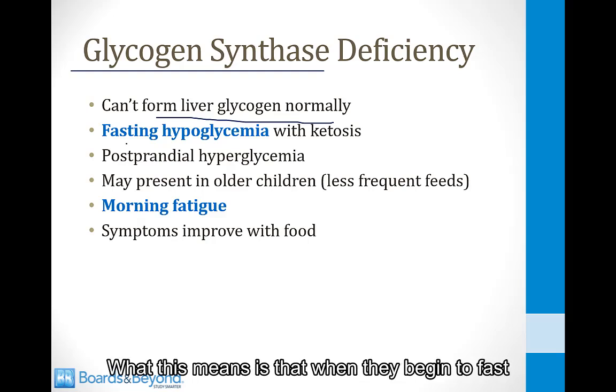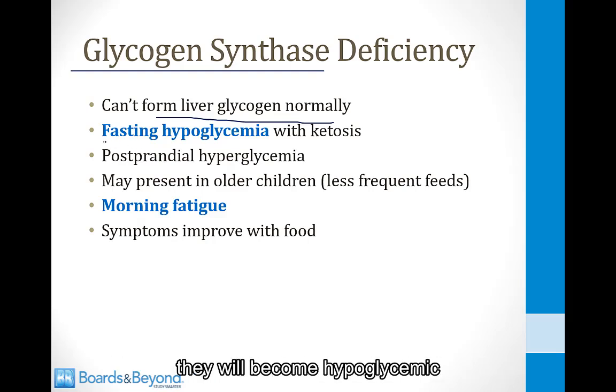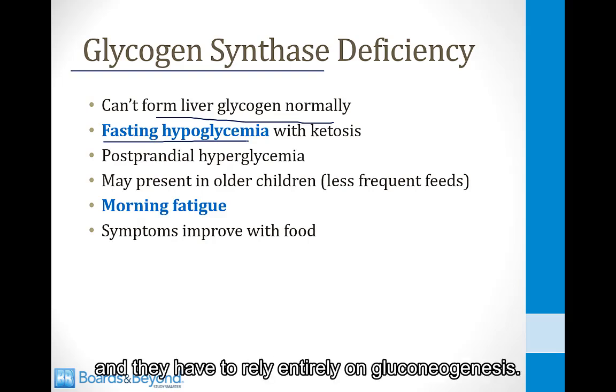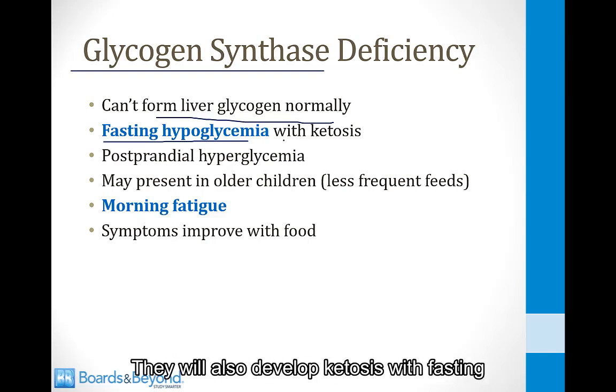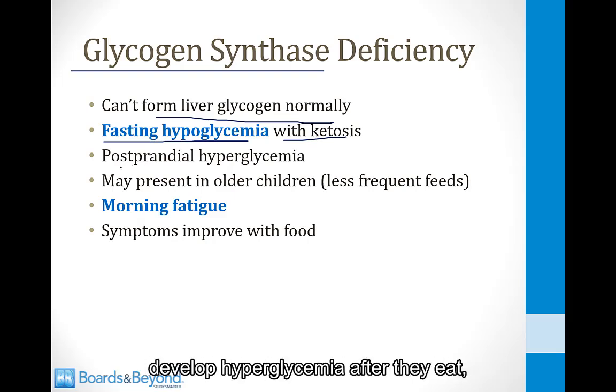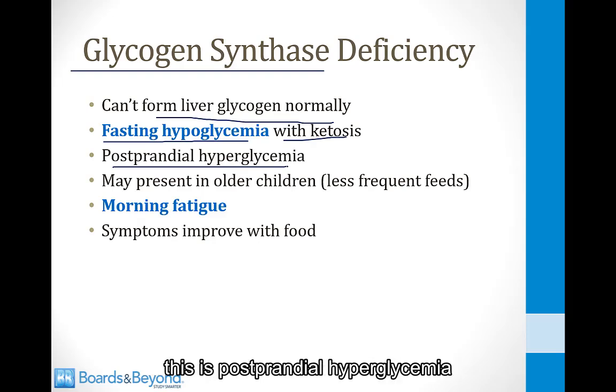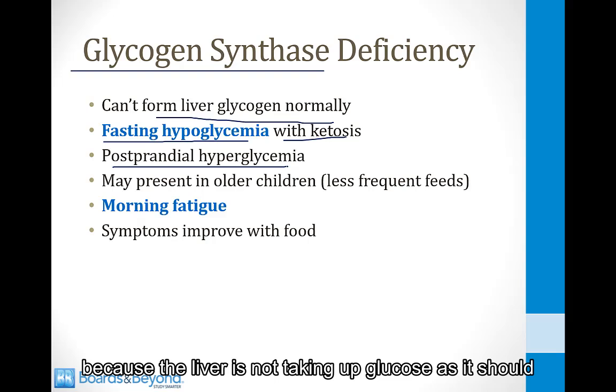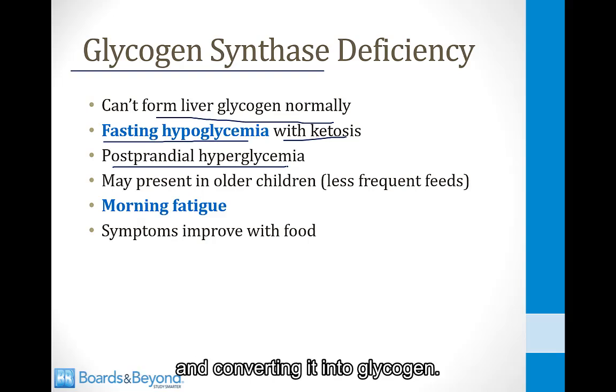What this means is that when they begin to fast, they will become hypoglycemic because they don't have glycogen to break down from the liver, and they have to rely entirely on gluconeogenesis. They will also develop ketosis with fasting because they will begin to metabolize fatty acids. In addition, children with this condition develop hyperglycemia after they eat. This is postprandial hyperglycemia because the liver is not taking up glucose as it should and converting it into glycogen.